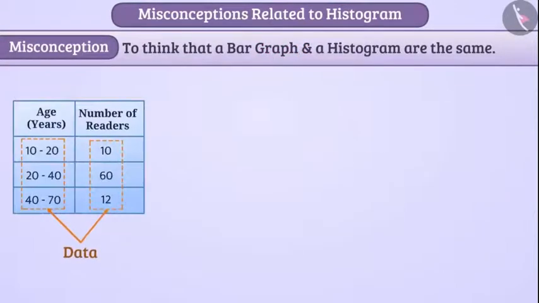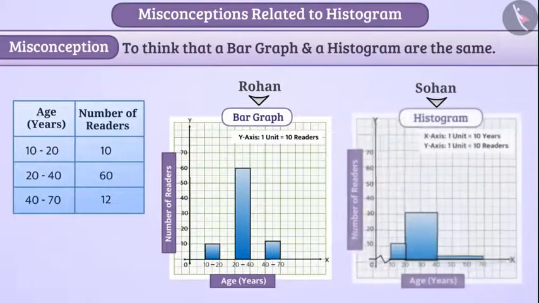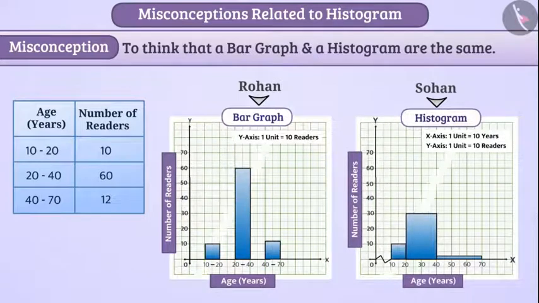The data shown here in this table show the number of readers of different age groups visiting the library of Rahul's village in March. Rohan represented this information as a bar graph and Sohan represented this information as a histogram. Can you find the difference between the two by looking at them? Think. Let me tell you, the same figures are represented differently in bar graphs and histograms. Both types of representations are correct in their respective places, but differences can be seen between the two.